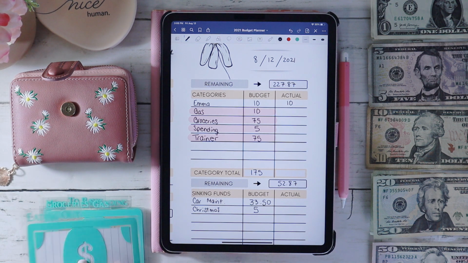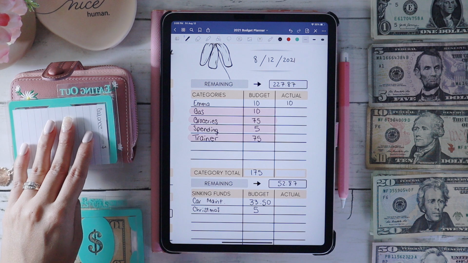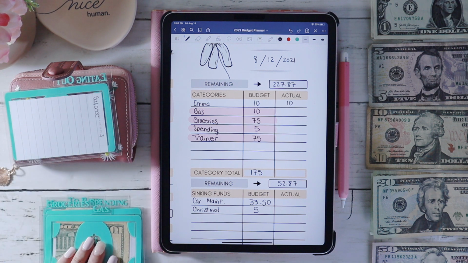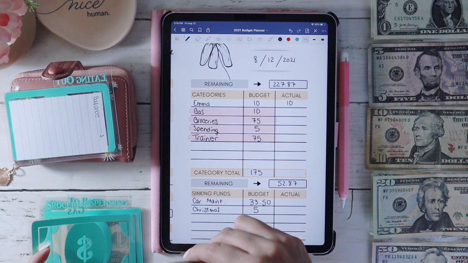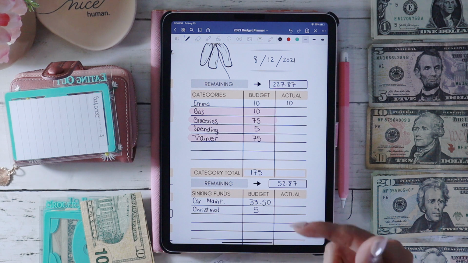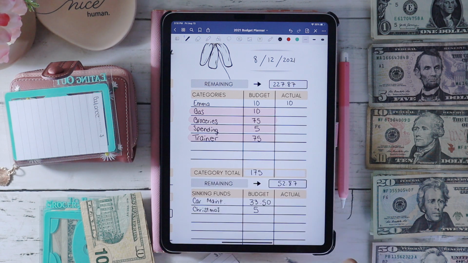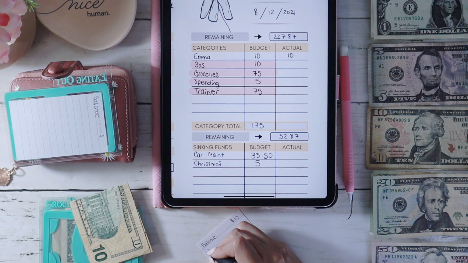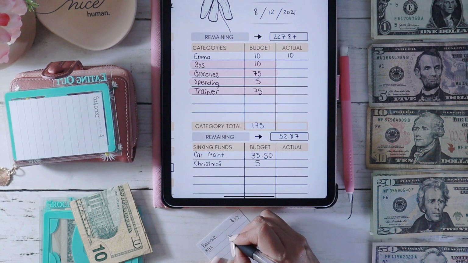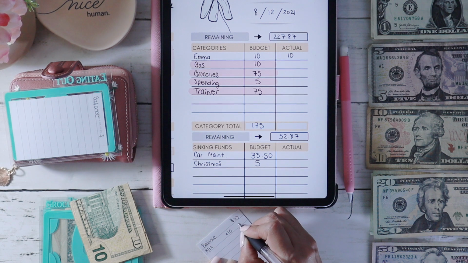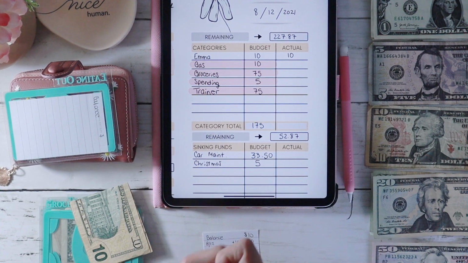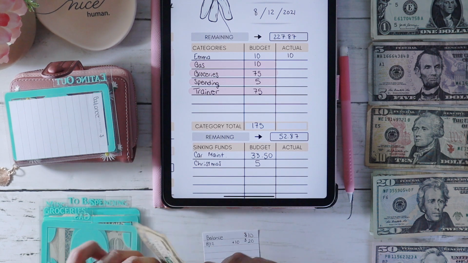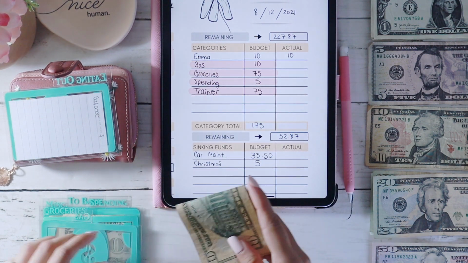So eating out, we are not stuffing eating out. But gas is getting $10, and I know I have money in here, and I'm just gonna roll that over for the following week. So we are stuffing $10 for that. So the balance now is $20. So I'm just gonna take a $10 bill, and we now have $20.